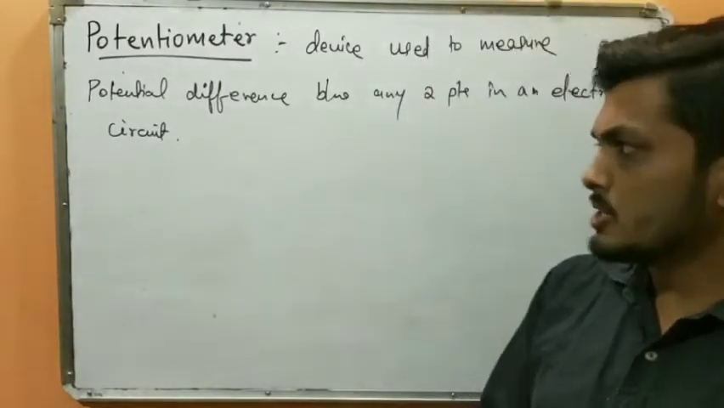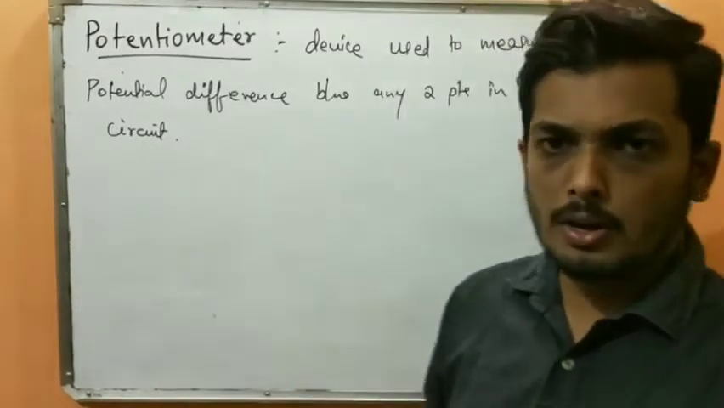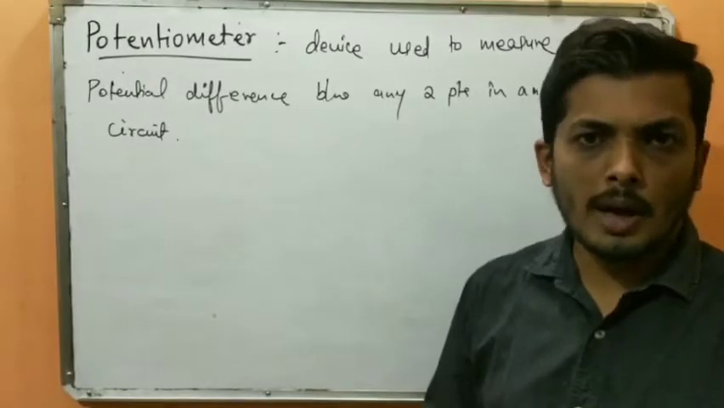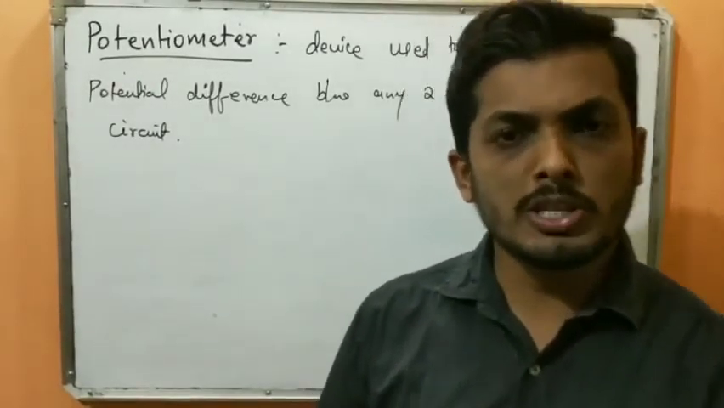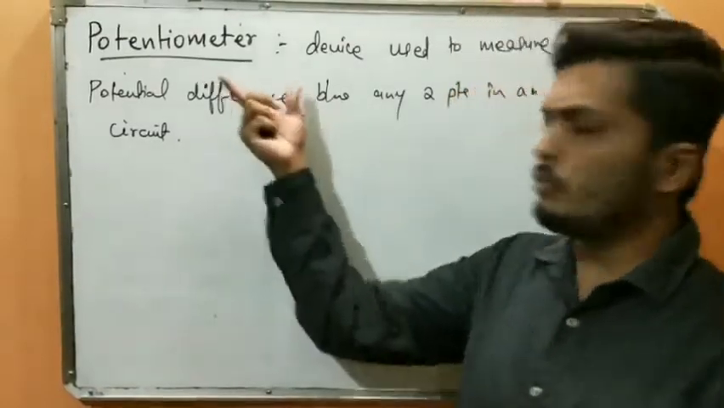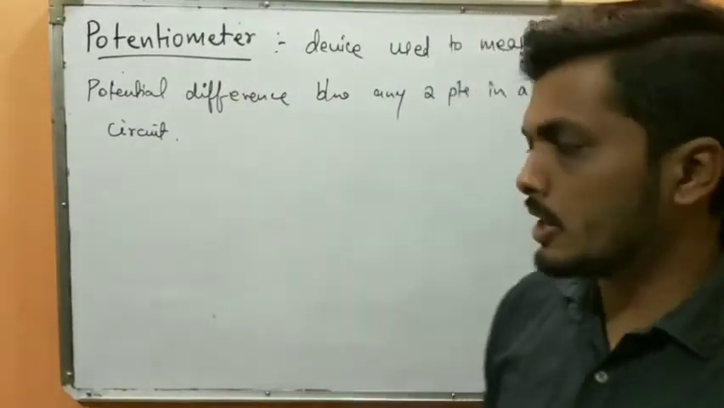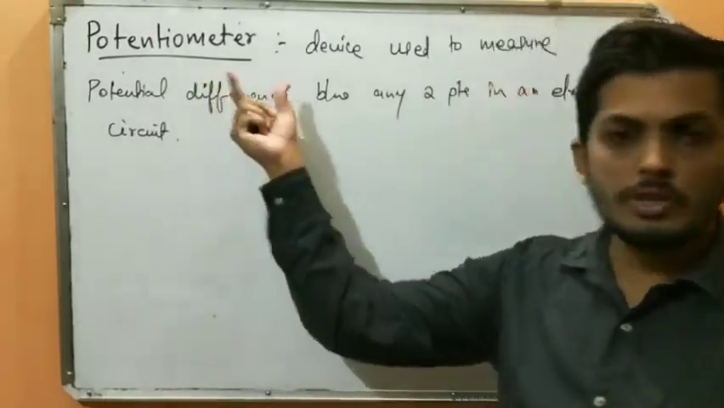When we already have a voltmeter, which you might have studied in 10th standard along with the ammeter and galvanometer, what is the need for the potentiometer? The ammeter measures current, the voltmeter measures potential, and the galvanometer detects current.